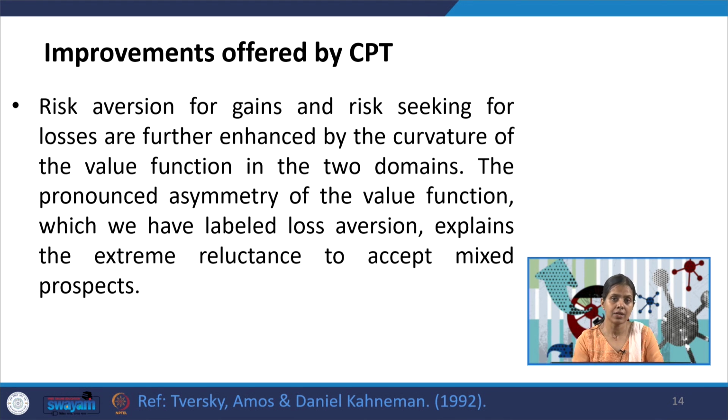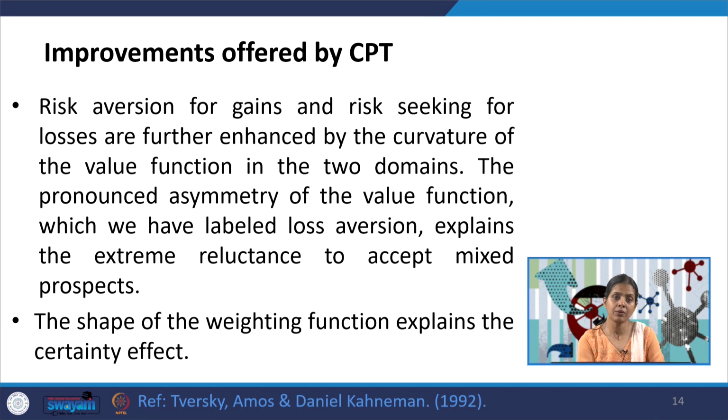Risk aversion for gains and risk seeking for losses are further enhanced by the curvature of the value function in the 2 domains. The pronounced asymmetry of the value function, which we have labeled loss aversion, explains the extreme reluctance to accept mixed prospects. The shape of the weighting function explains the certainty effect.